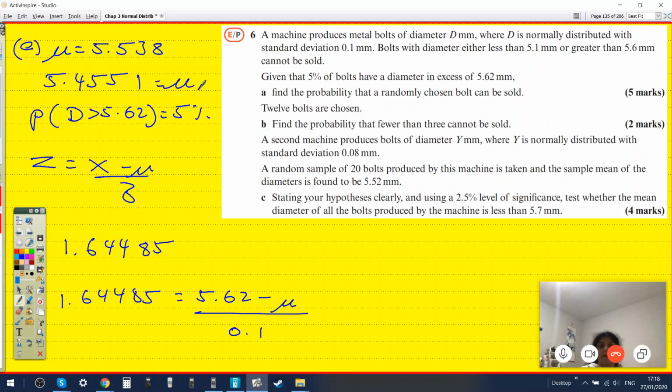Yeah. Okay. And then to actually answer the question, you just have to find P(X less than 5.1) and P(X greater than 5.6) and then add them together and then do 1 minus whatever it is. You don't need to do 1 minus, I believe. No, because it says can be sold. So you do have to do 1 minus. So in that case, you don't need to find these two and add them together and do 1 minus. Would it not be easier to just do the lower is this, the higher is that? Oh yeah, you could do that. Okay, go on, try it.